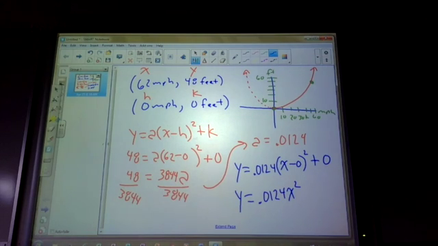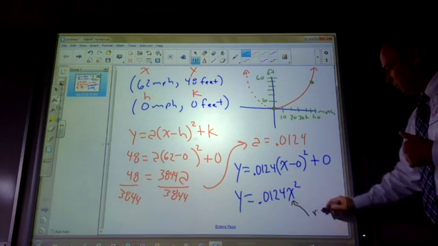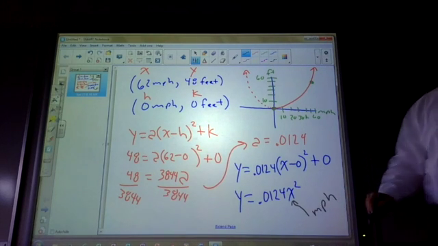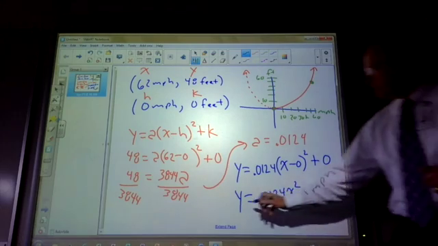All right, now let me ask you this. Let's see if we can figure this out. X represents what on our graph? Feet. Or no. Miles per hour. So X is miles per hour. What is Y? Feet. So it's our braking distance in feet.